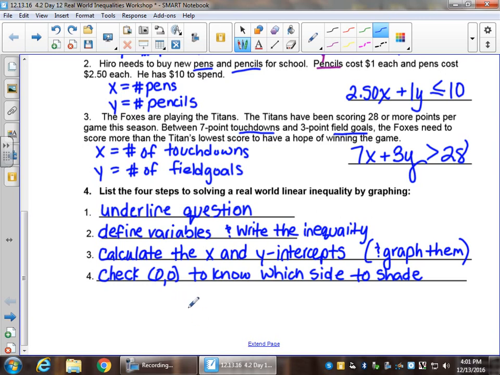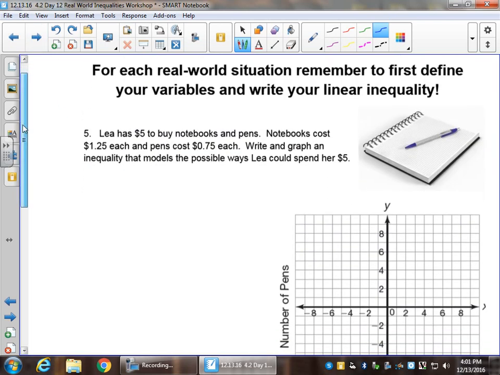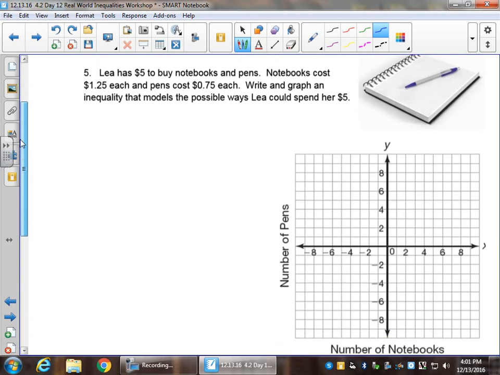We have warmed up our writing skills with 1 through 3, and we've just outlined our 4 steps of the strategy. So let's use it. Let's get into number 5. Notice in giant bolded letters, it says, for each real-world situation, remember to first define your variables and write your linear inequality. So we're going to follow that advice, starting with number 5.